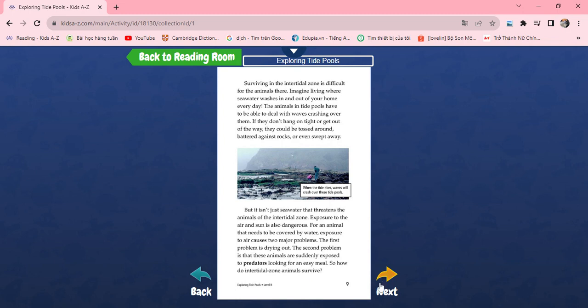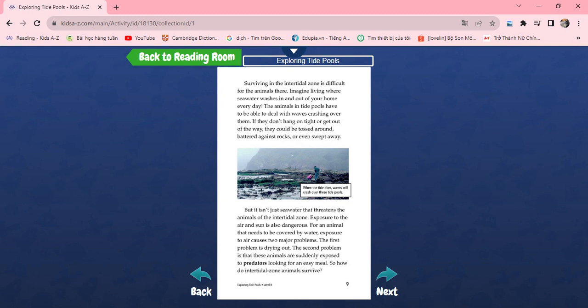Surviving in the intertidal zone is difficult for the animals there. Imagine living where seawater washes in and out of your home every day. The animals in tide pools have to be able to deal with waves crashing over them. If they don't hang on tight or get out of the way, they could be tossed around, battered against rocks, or even swept away.